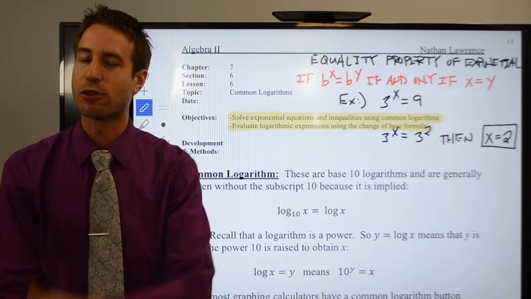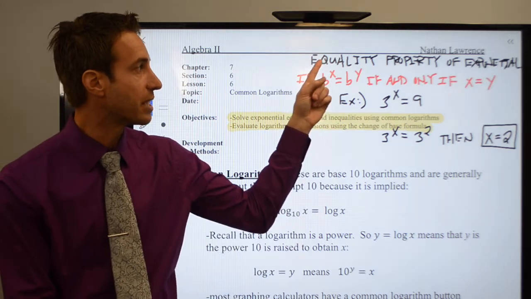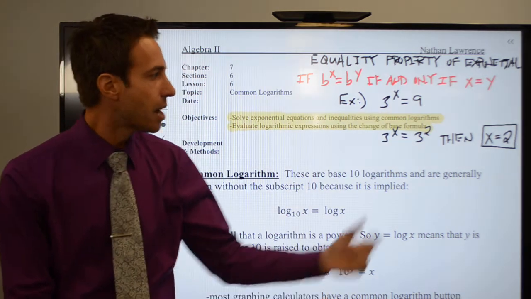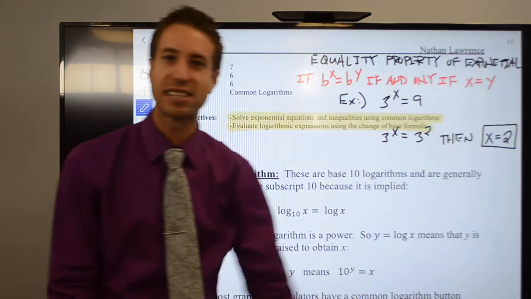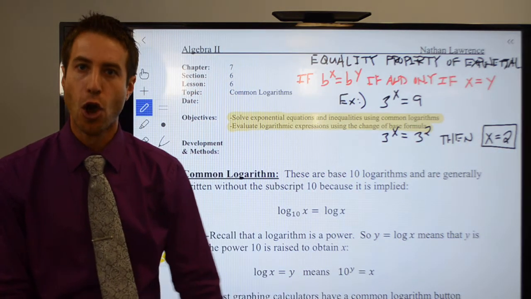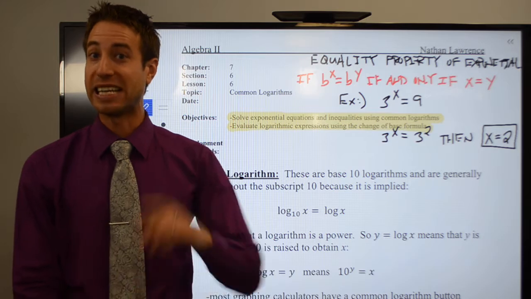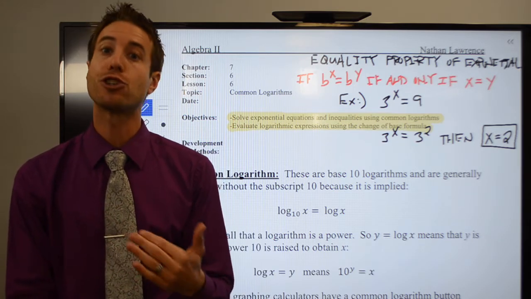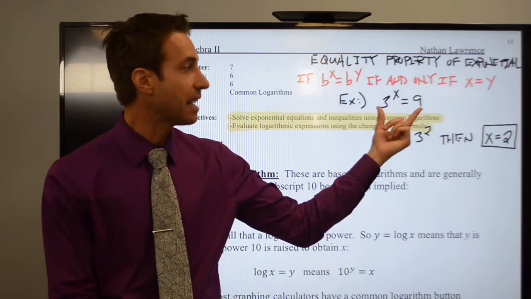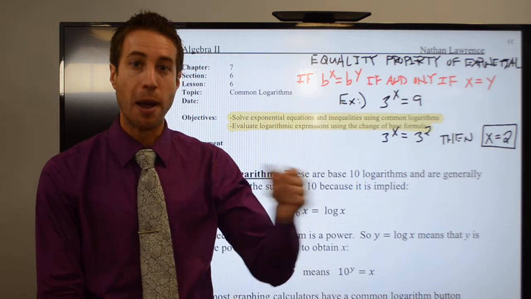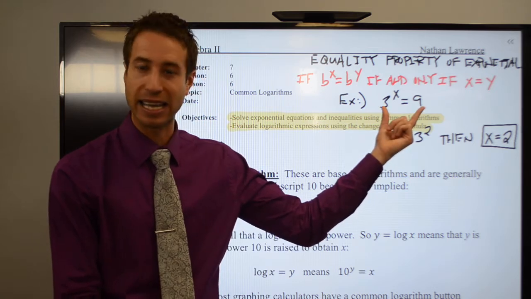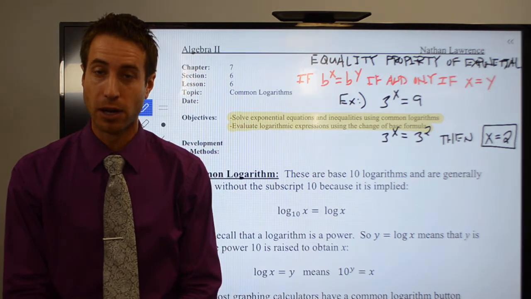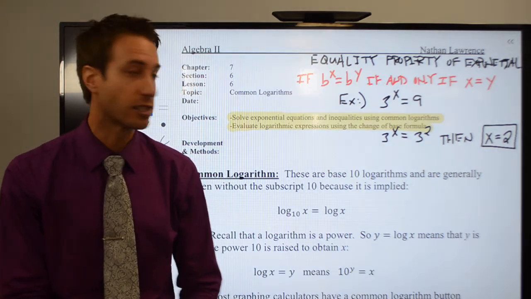And so what we did several sections ago here in this chapter is we used this equality property of exponentials to solve these exponential equations by just getting the bases to be the same and then setting the exponents equal to each other. What we're going to run into here in Section 6 is what we should do if I'm given an exponential equation, but I cannot rewrite the bases so that they're the same. There's no way to rewrite the bases so that they're the same.